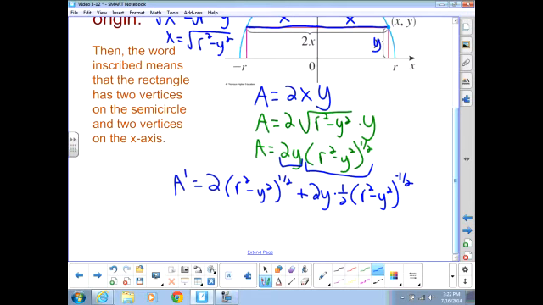Now, here's where people often have trouble with it. Keep in mind, r is a constant. So r squared is a single number. It's not changing. We need to treat r like we would a number, like a 7. So the derivative of r squared is just 0. It's a constant. The derivative of negative y squared, y is what we're taking the derivative with respect to, so that derivative is negative 2y.